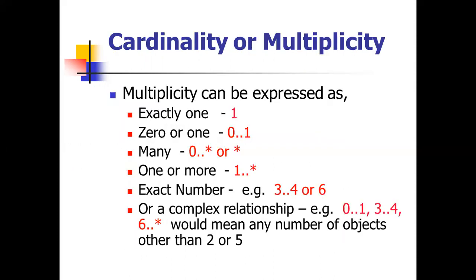See cardinality or multiplicity. Multiplicity can be expressed as exactly 1, 0 or 1, many. Here you can see the representation for multiplicity. Many means 0 to many. 1 or more means 1 to many. Then an exact number like 3 to 4 or 6. We can give exact multiplicity to those associations. This is all about multiplicity.